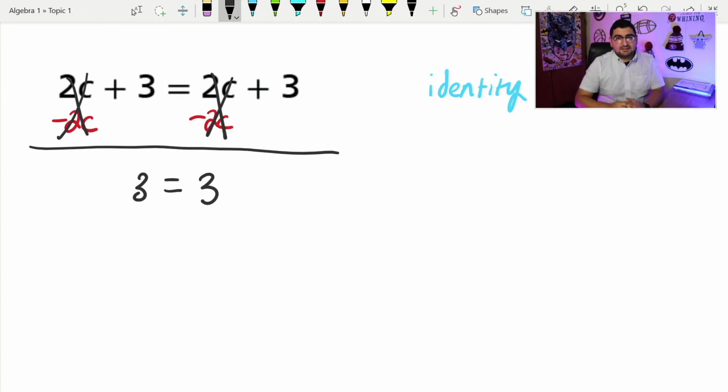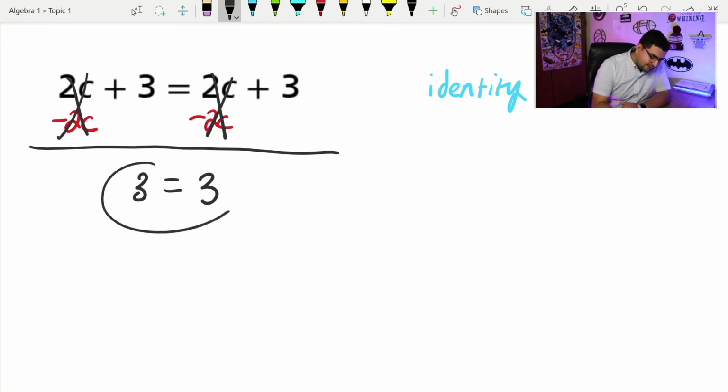Now this is, again, a special type of problem. We call this the identity, which basically means that this has an infinite amount of solutions. It means I can plug in any value to c and I'll get a correct answer. C can be any number on a number line. Because this statement is true, that's why I can do that. 3 actually does equal 3. This is a true statement. Because it's a true statement, that tells me that c can be any value.